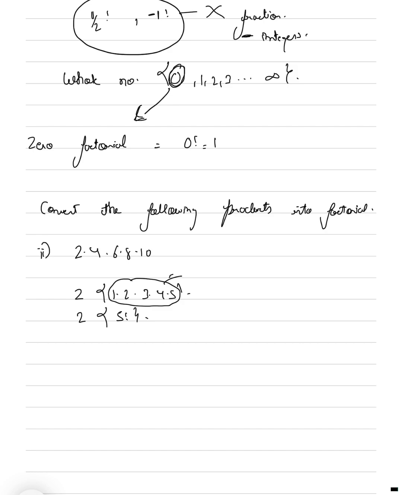One more thing: 2 is going to be common from this, and then 2 is going to be common from this, and 2 is going to be common from this. Most of the students make the mistake of taking this common, but you have to add here 5.